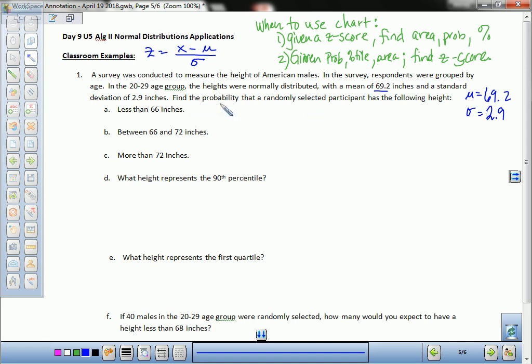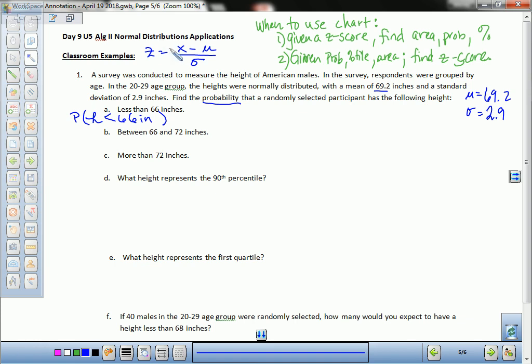All right, you're asked to find the probability. So, will I write my answer as a percent or a decimal? A decimal. Very good. That a randomly selected participant has the following height: the height is less than 66 inches. So what we're doing is trying to find the probability that the height of this randomly selected man is less than 66 inches. So what we need to do with that 66 is first convert it to a z-score.